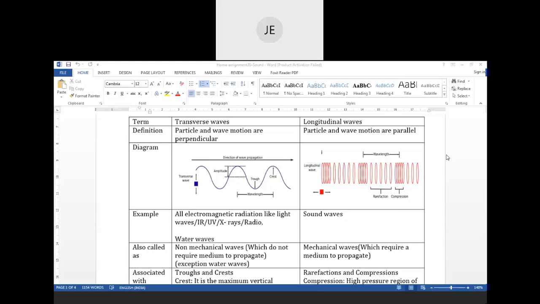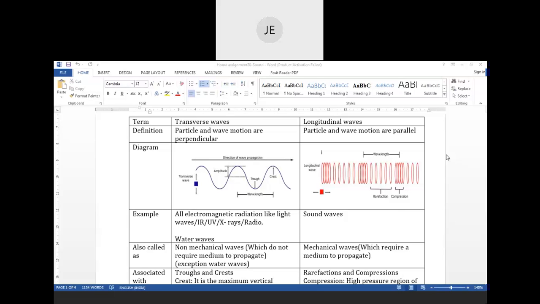Examples of transverse waves are all electromagnetic radiation, like light waves, IR radiation, UV radiation, X-rays, radio waves, microwaves, and also water waves. And an example of longitudinal waves is sound waves.